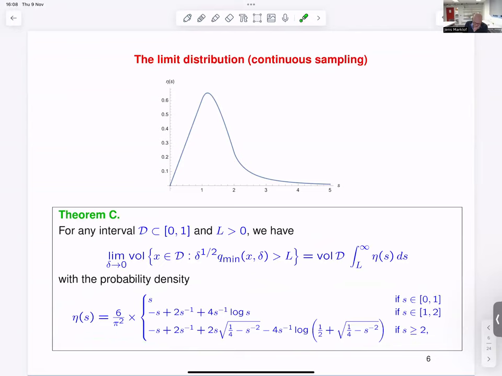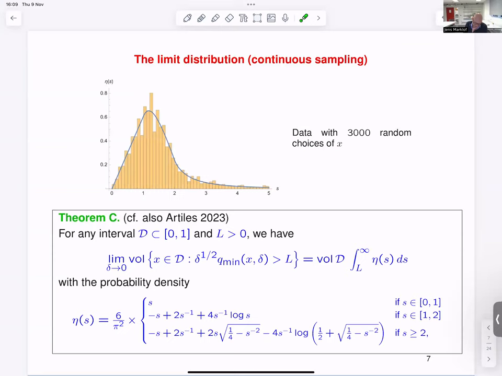So let's just recap. We have the smallest denominator. The expectation was going like d to the minus 1/2, if you remember. So I'm normalizing by d to the 1/2 to make this a quantity that fluctuates around a constant. And we're asking, what is the probability that for random x in some subinterval of 0, 1, what's the probability in the limit of small delta? And that's the answer.